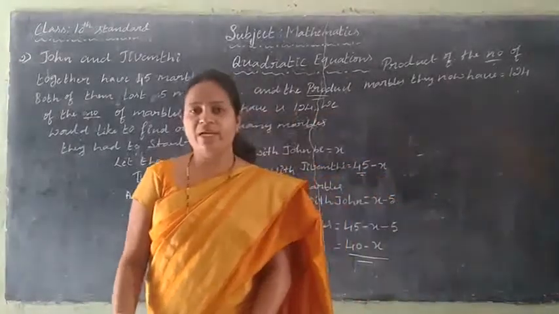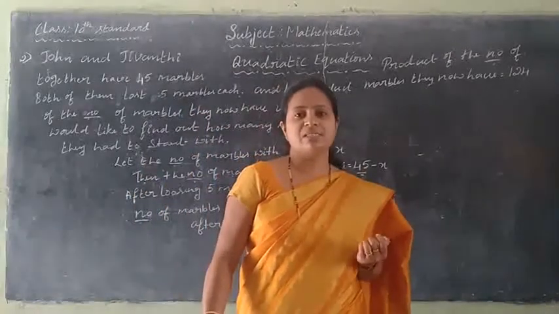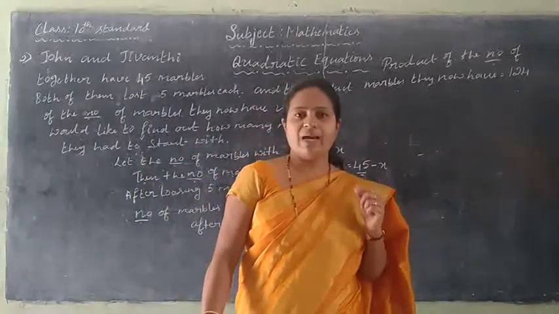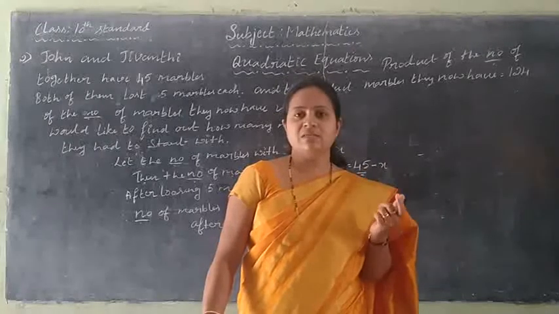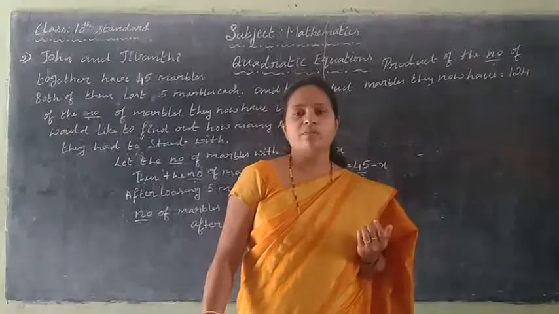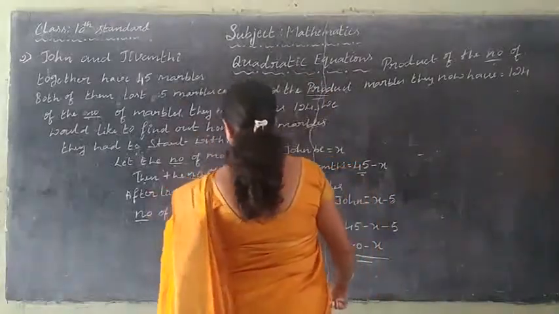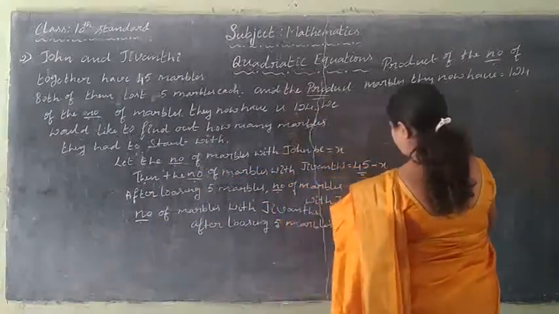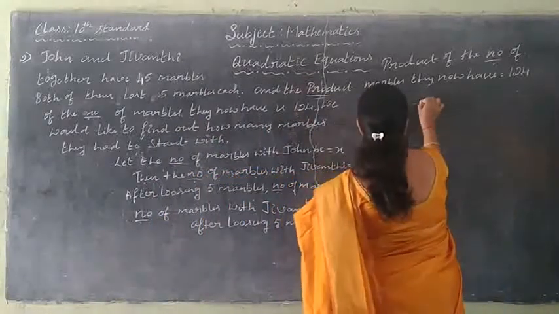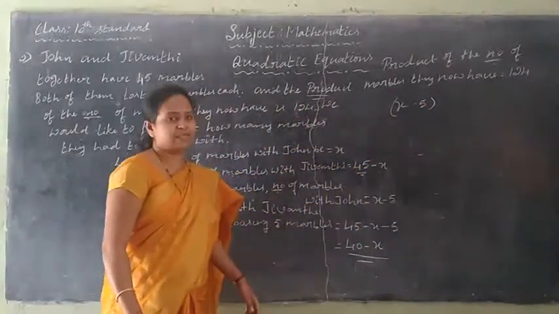What do I mean by product? Sum means we have to add, subtraction means we have to subtract, difference means we have to subtract, product means we have to multiply. Got it? So how many marbles are there with us? After losing the 5 marbles, with John it is x minus 5, and with Jivanti, 40 minus x, isn't it?